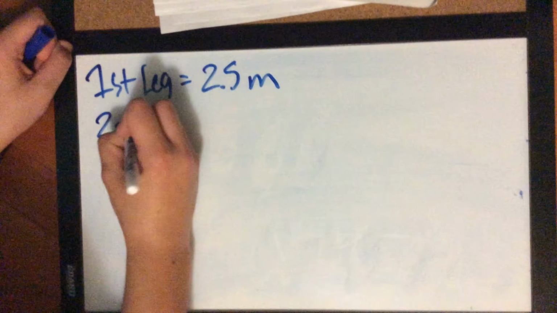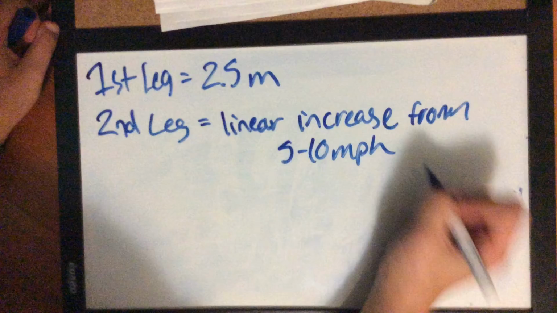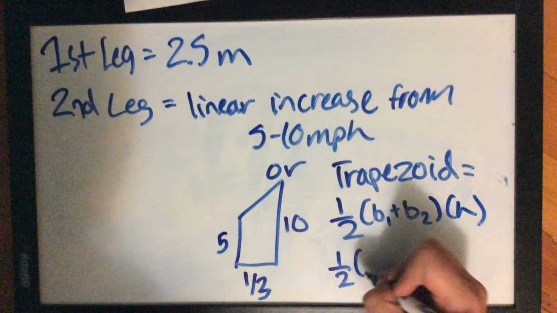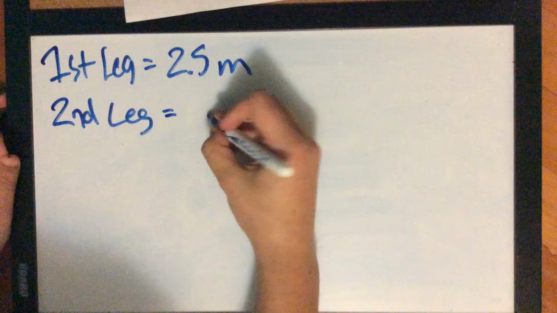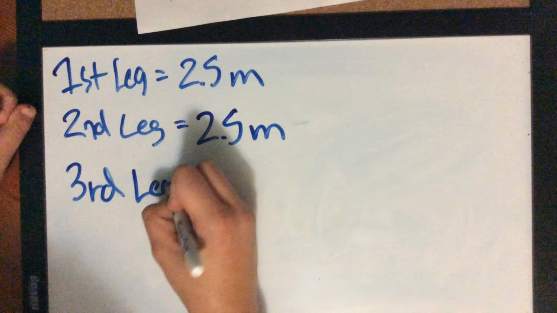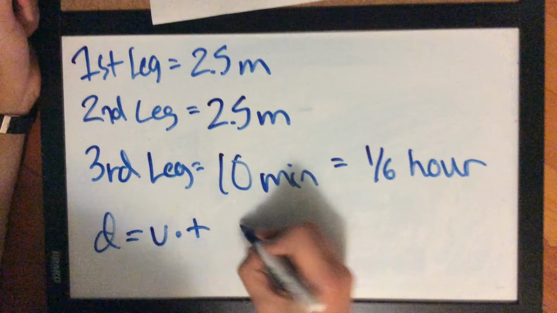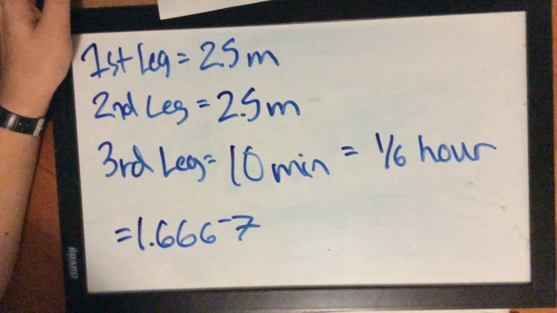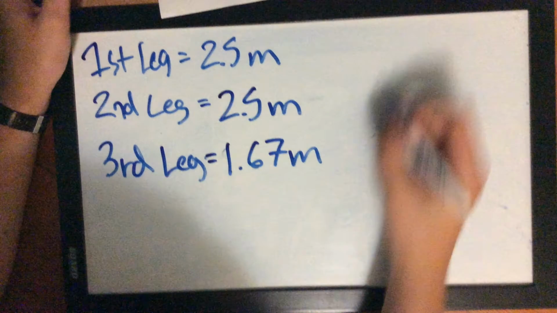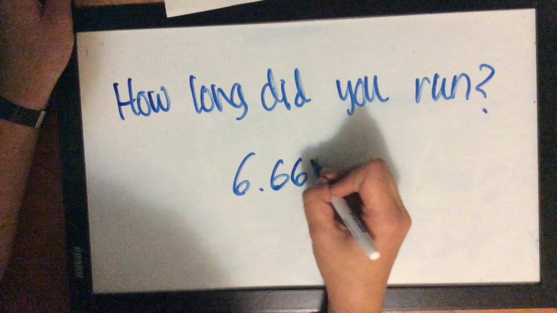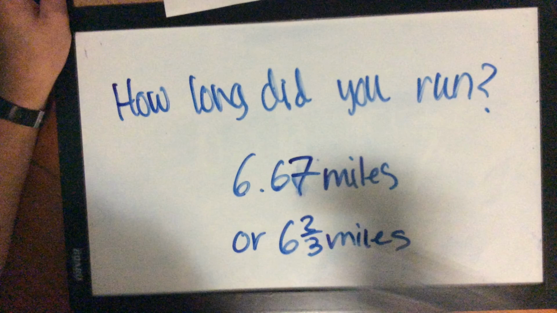The middle 20 minutes of your challenge, when there is a steady linear increase from 5 miles an hour to 10 miles an hour, is where we will use the trapezoid. The formula for a trapezoid laying on its side is 1/2 of (base 1 plus base 2) times height. But due to its new orientation, the height becomes the base, and base 1 and base 2 become the lengths of left and right endpoint rectangles. The final equation is 1/2 times 1/3 times 15, which is equal to 2.5, and the total distance ran is 6.7 miles.